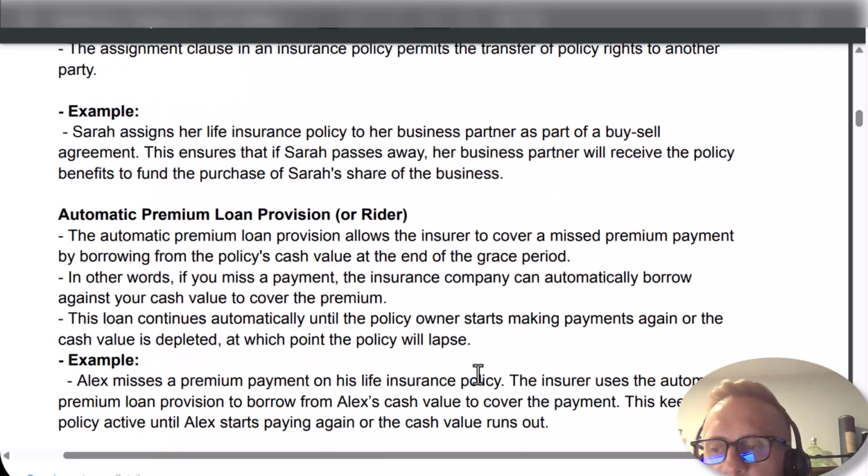So example, Alex misses a premium payment on his life insurance policy. The insurer uses the automatic premium loan provision to borrow from Alex's cash value to cover the payment. This keeps the policy active until Alex starts paying again or the cash value runs out. So it's essentially saying, hey, you got some cash value in here. If you miss a payment, we're going to use that to cover the premium, and it's going to be taken out as a loan against the cash value. So that's how that works.